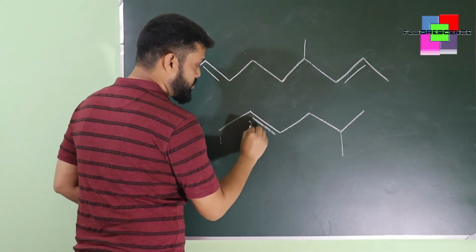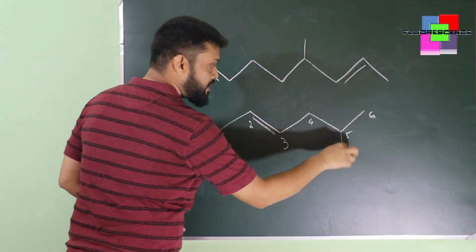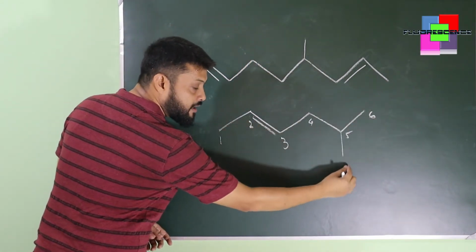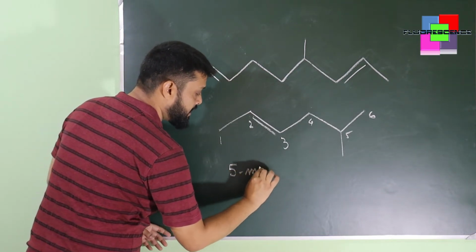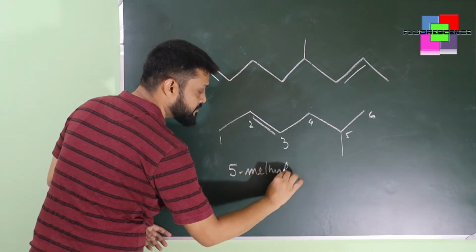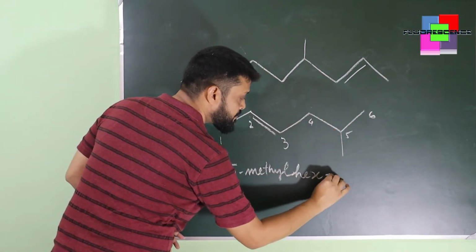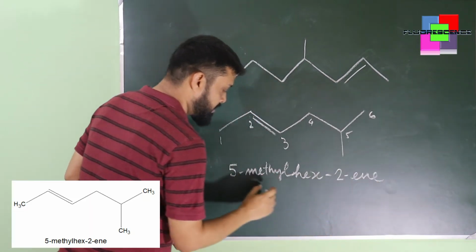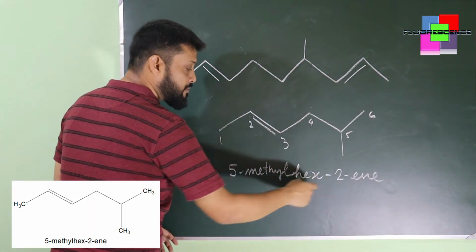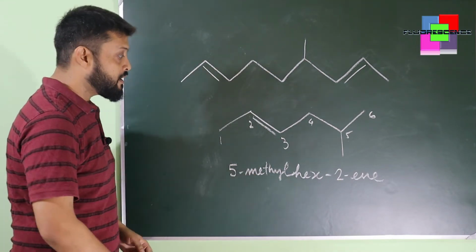So 1, 2, 3, 4, 5, 6. We have methyl group, a single carbon is coming out from 5. So 5 methyl, 6 carbon, so hex, 2 yne. 5-methylhex-2-yne. Remember, it should be continuous. They don't keep any space in between.